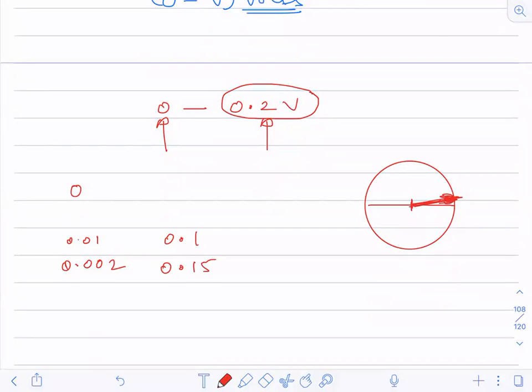So what should this voltmeter be doing? How should it function? At 0.2, it shows full deflection. At 0.1, it should show you here. At 0.15, it should be somewhere here. At 0.05, it should be somewhere here, like that. At 0, it should be here, like that. Then you will be able to identify.